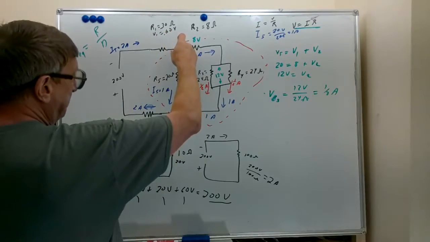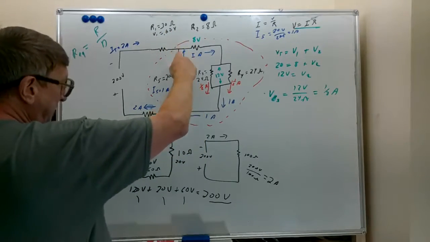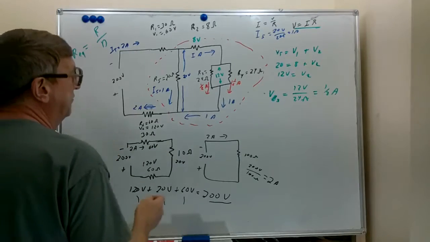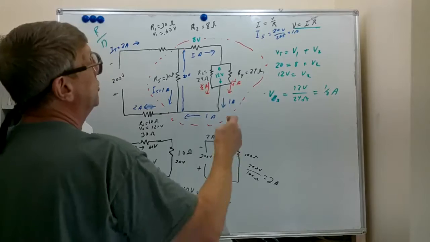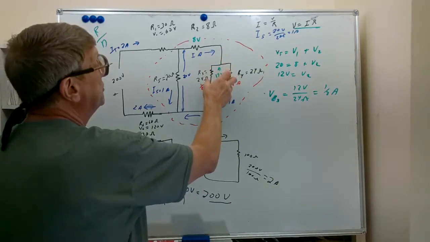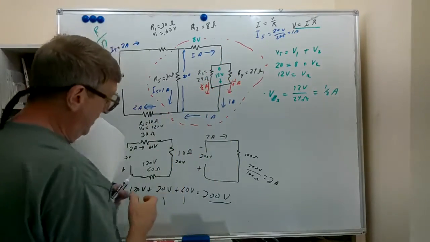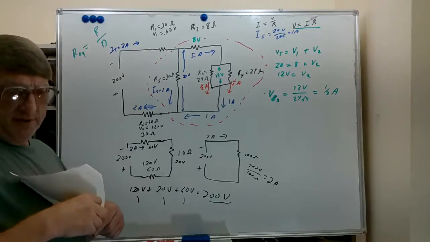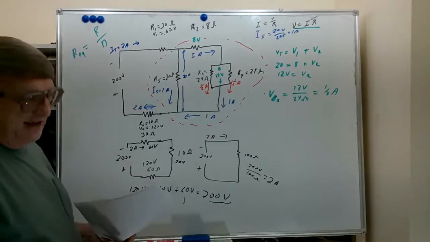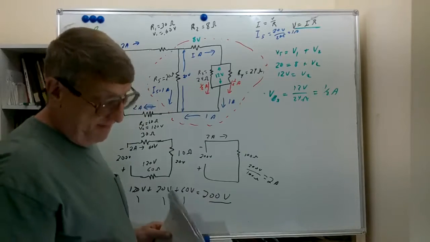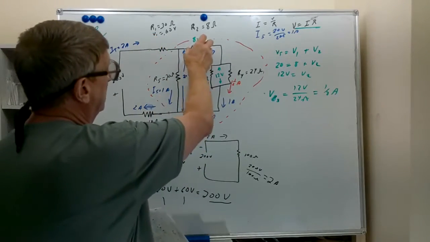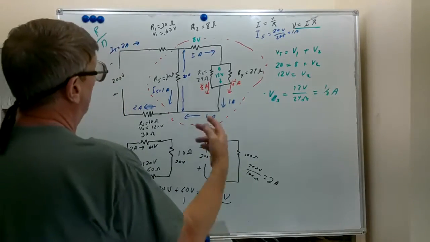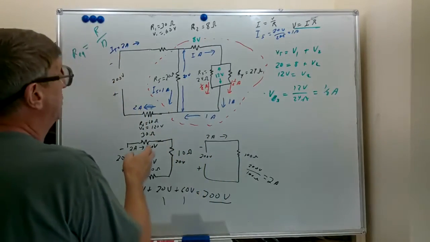We had 1 amp go into R5, and we had 1 amp come out of R5. We had 1 amp come out of this network, we had 1 amp come out of this network. We had 1 amp come into here, split into 2, recombine back into 1. So all our currents are adding up. We've calculated the voltages here, the voltages here, the voltages here. Well, we calculated every voltage.